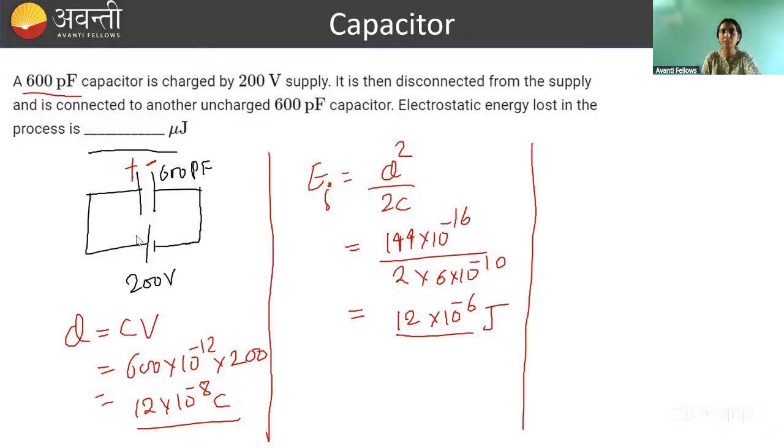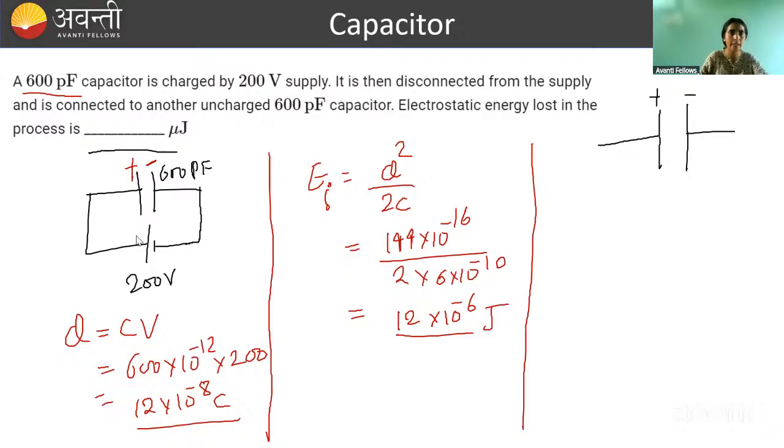What is the question now? What we are doing now? This is what you need to crack. So let's have a look over it. What we are doing is, it is then disconnected from the battery. So we are charging the capacitor. So it's getting charged and getting disconnected from the battery.